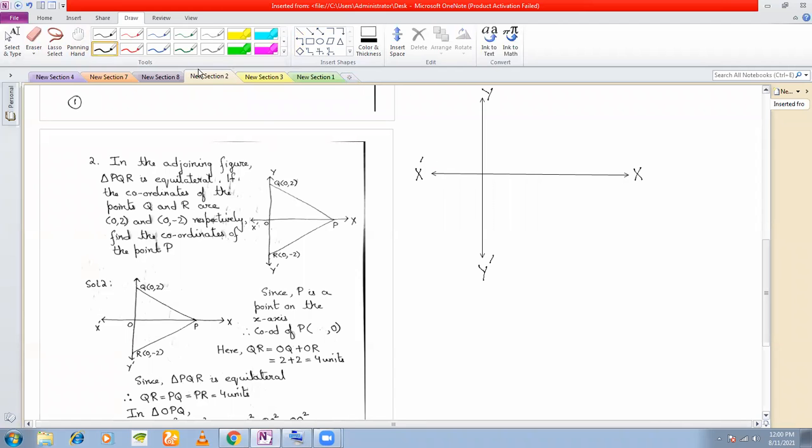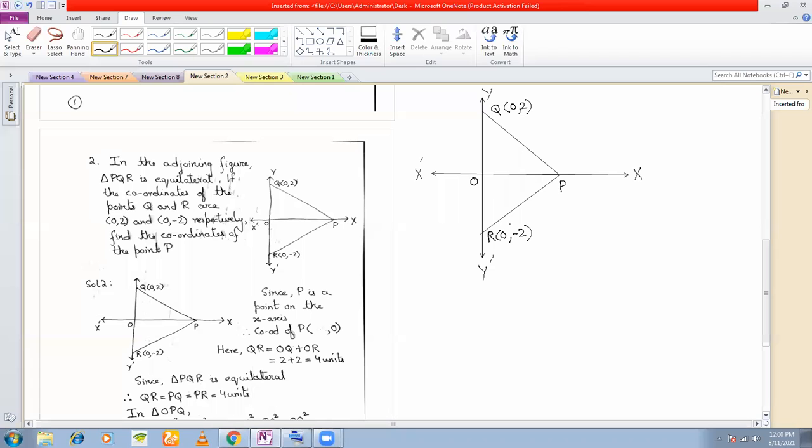Okay. And they have drawn a triangle in this manner. This is your origin. And they have given you these vertices of the triangle to be P, Q, and the coordinates of Q they have given to you in the diagram, which is 0, 2. And this point vertex they are calling R, and the coordinates of this is given to be 0, minus 2. Okay, this is the given diagram. This is the complete diagram that is given.